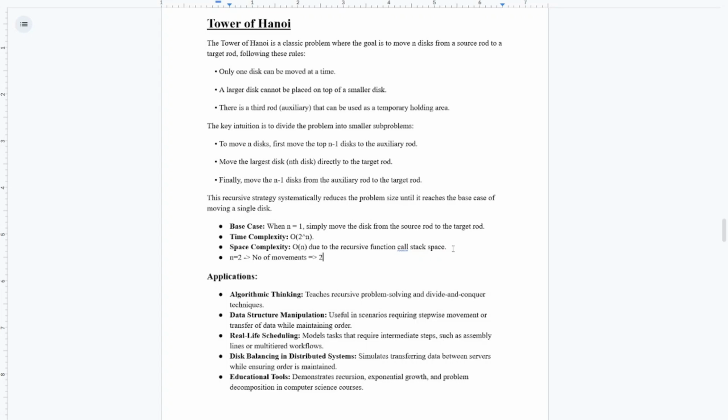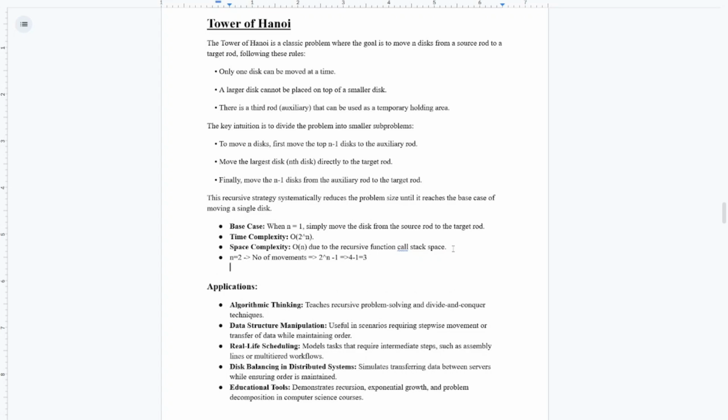So the formula is 2 power n minus 1. So in our scenario, n is 2, so it will be 2 power 2, 4 minus 1 equal to 3 will be the answer. In case n is equal to 3, so the required answer will be 2 power 3 is 8 minus 1, 7 movements. Okay, this could be a problem MCQ in this regard.